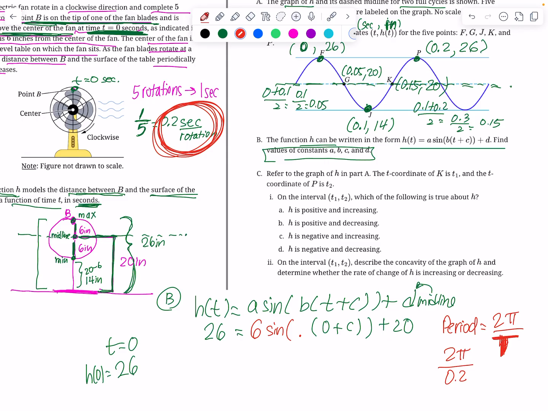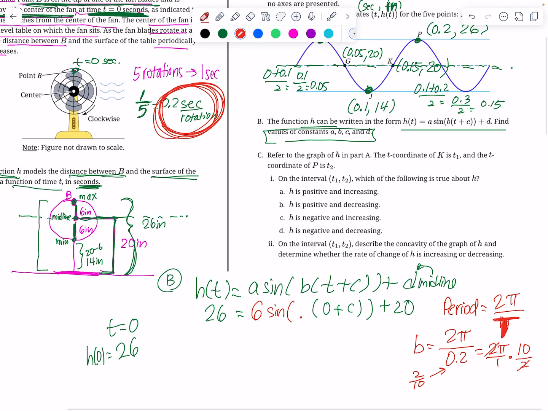I got to put this number for b. So in order to find b, we're going to do 2 pi over the time period, which was 0.2. And then when you do the math, 2 pi, and remember 0.2 is the same thing as 2/10. And when you divide by a fraction, you keep the first fraction the same and you multiply by the reciprocal of the second. So these cancel, and we're left with 10 pi. So this here is 10 pi.